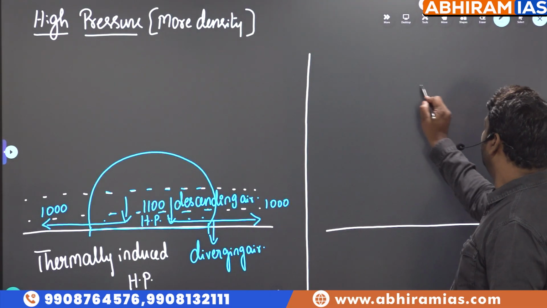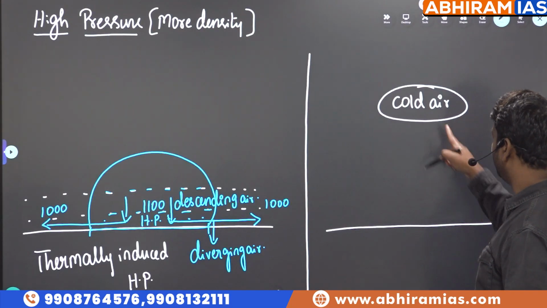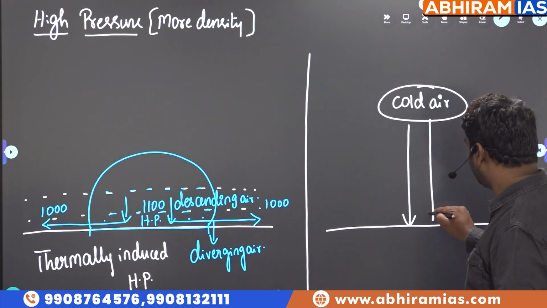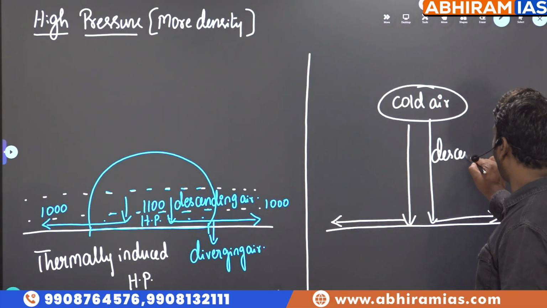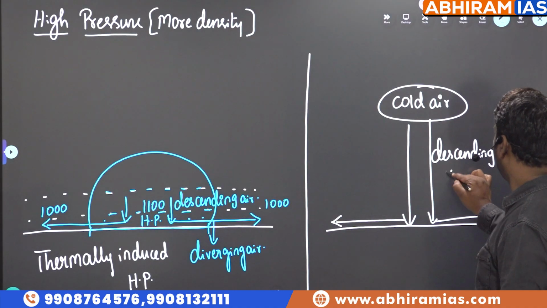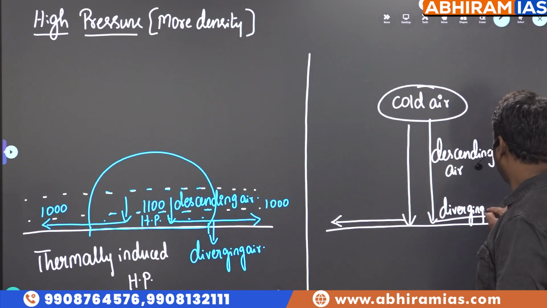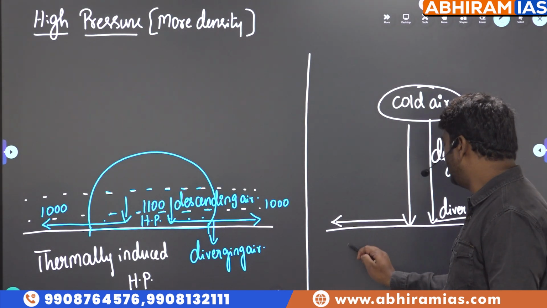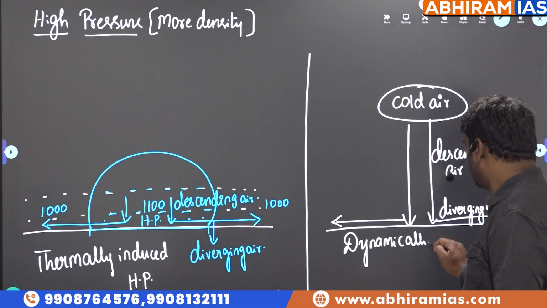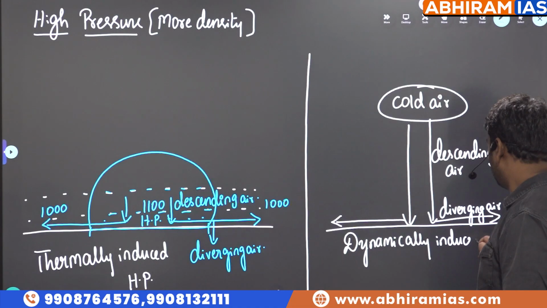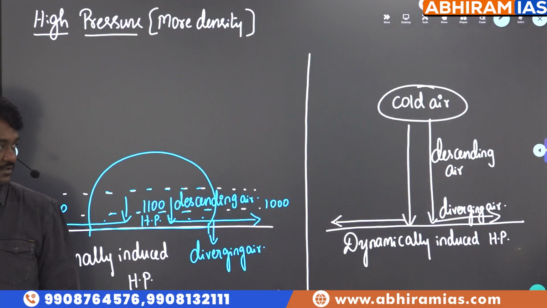Now, in case you have cold air, irrespective of Earth's surface temperature, if cold air comes down and after coming down, the cold air diverges, so if cold air is coming down and if it is diverging, it is dynamically induced high pressure.